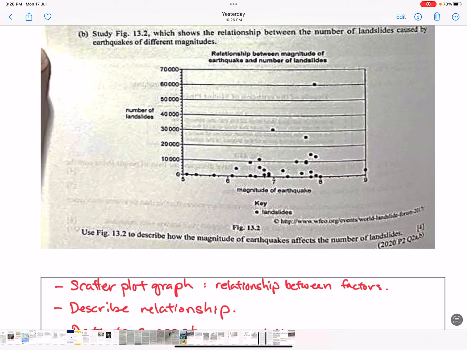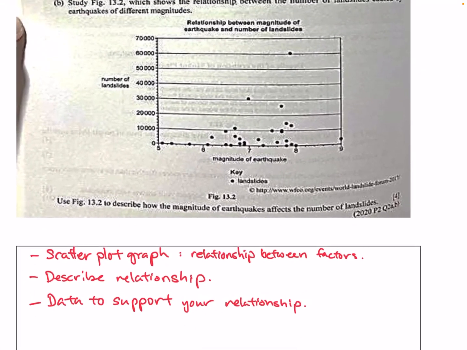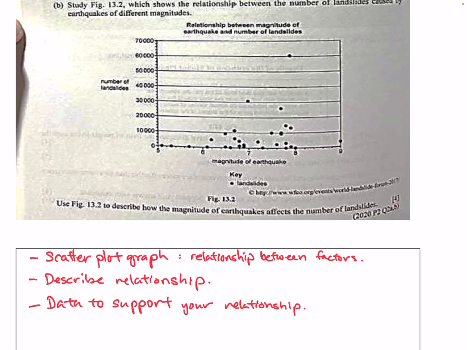You are always looking at either a positive relationship, meaning you increase in one axis, you will have an increase in the other axis as well, or a negative relationship, which means that you increase in one axis, you have a decrease in the other axis. So if you look at this particular one here, the relationship is actually positive, because as I move up from magnitude 5 to 7, you will see that the number of landslides actually increase. The dots do go up.